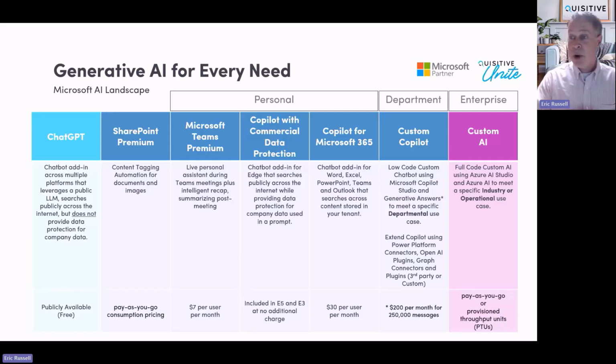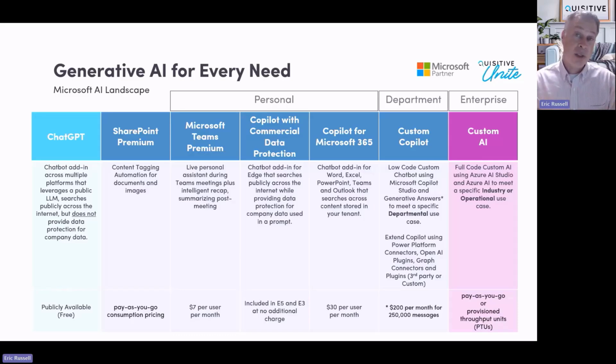Now, Copilot for Microsoft 365 is different in that it's available in Word, Excel, PowerPoint, Teams, and Outlook, whereas Copilot with commercial data protection is just available in the Edge browser. But there's also another key difference here, and that is that Copilot for Microsoft 365 will use your tenant data in order to answer the question. So it'll use files, documents, chat, messages, and email to answer the question.